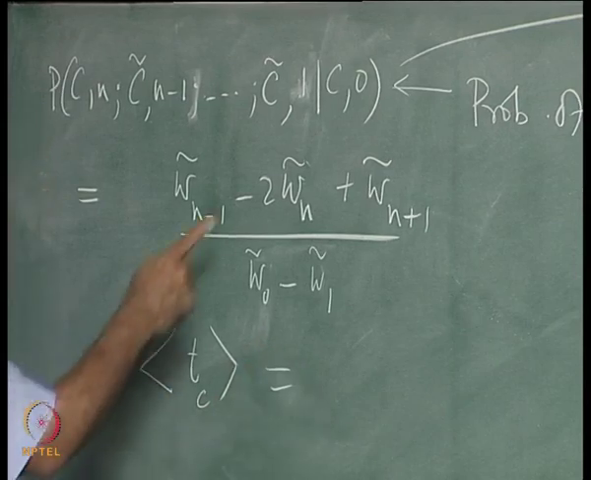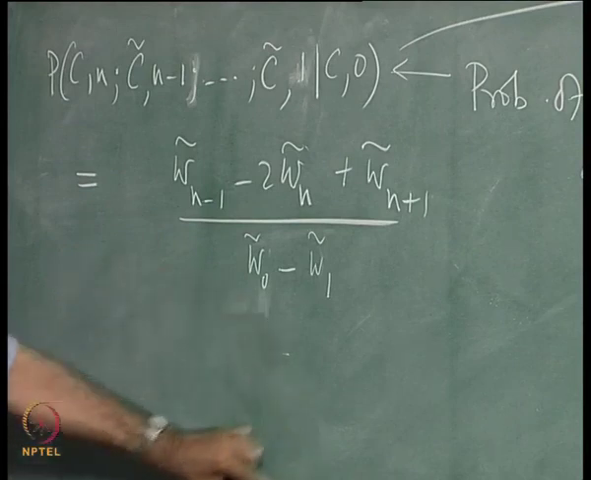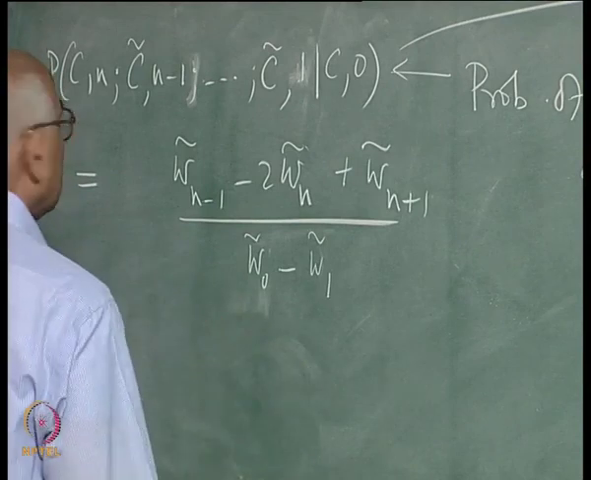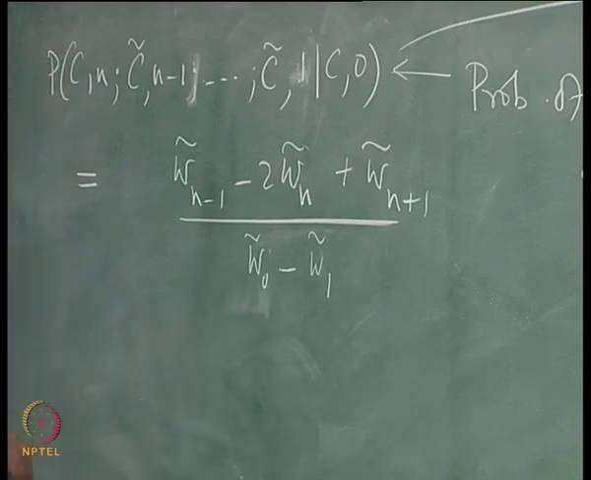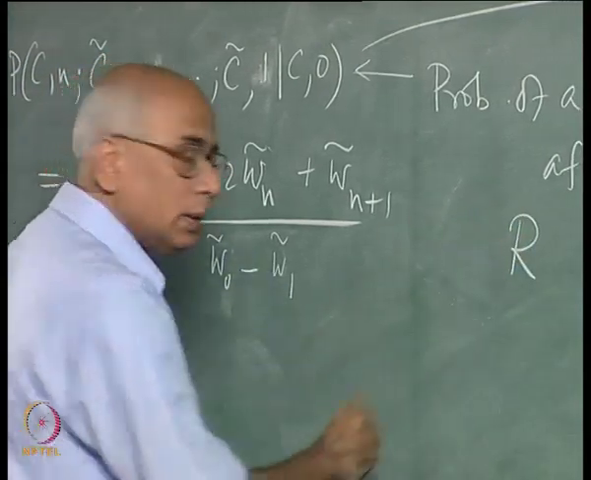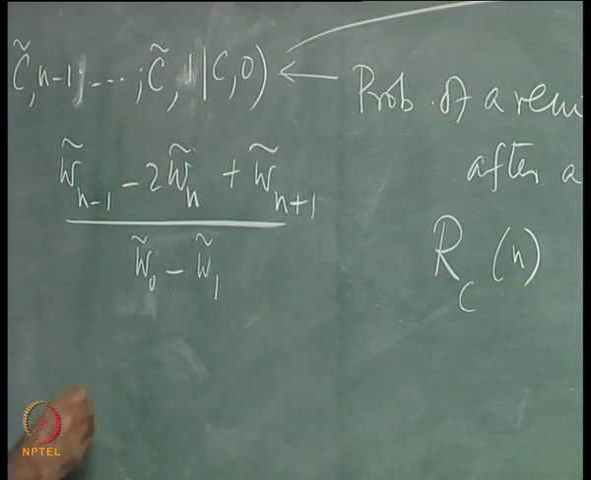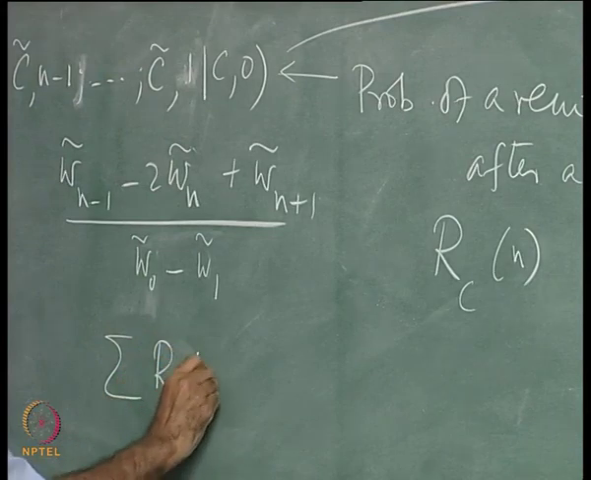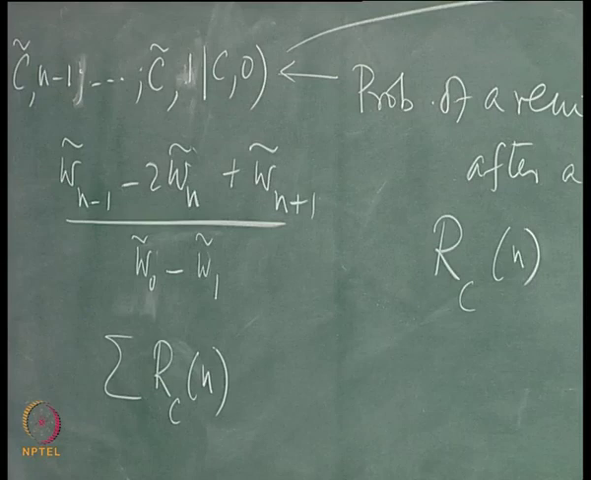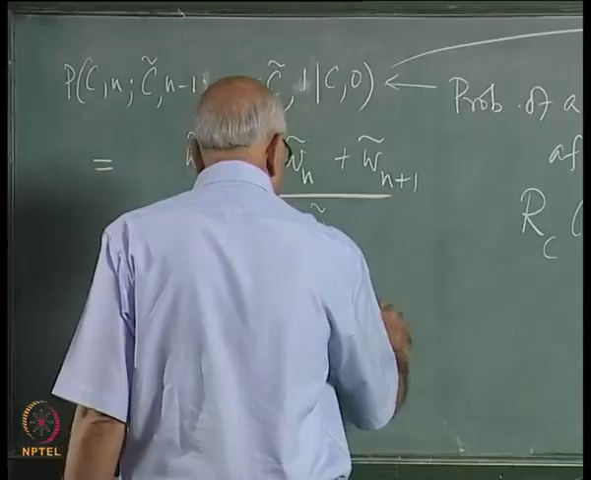this is equal to, first of all I need to show that this is normalized. So let us check that out first. Let me call this R for recurrence, C of n, let us call it RC of n. We have to make sure that the summation of RC of n over all allowed values of n should be 1, otherwise there is no guarantee that recurrence is a certain event. We know it is ergodic and it had better be equal to 1, but we've got to make sure of this. So what is this equal to?